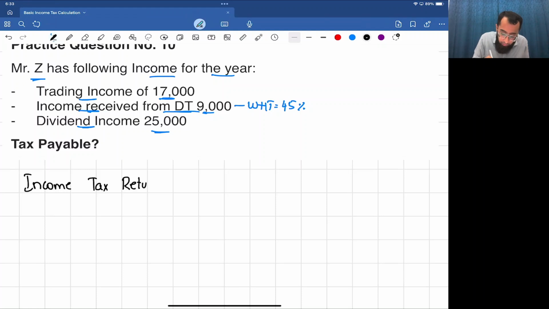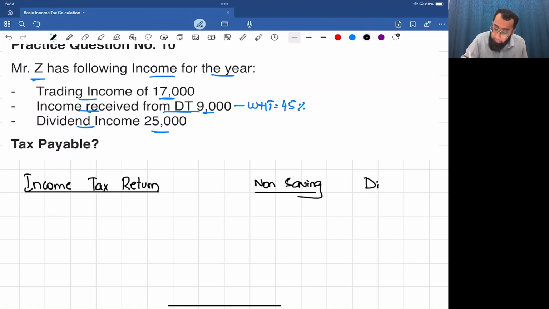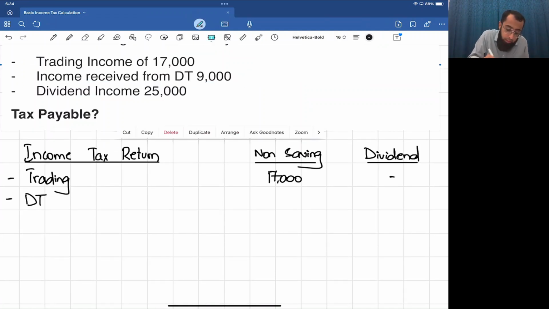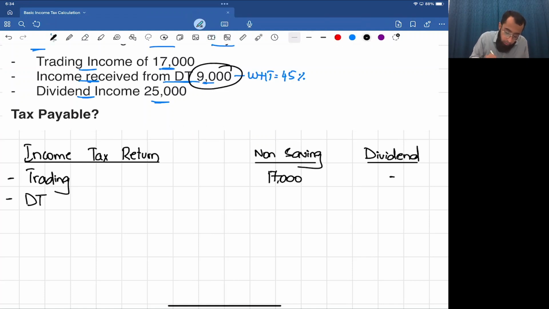Okay. Now, one category is the non-saving income and the other is dividend. Look at it. I want you all to listen to me very carefully. Now, there is trading income of 17,000. Trading income of 17,000 goes in the head of non-saving. Discretionary trust, it's 9,000, but 45% is the withholding. Now, whatever you have received is 55%.